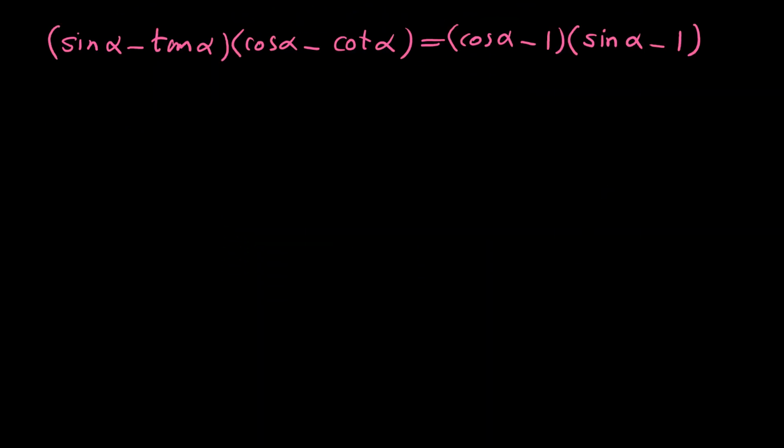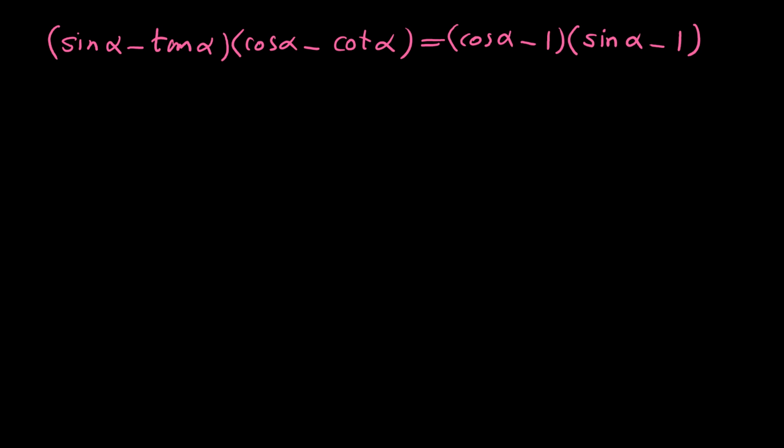Now look at this example. We want to prove that sine alpha minus tangent alpha times cosine alpha minus cotangent alpha is equal to the other side. Both sides of this identity basically are a little complicated. But which side is more complicated? Probably you are thinking the left side. So, because the left side is more complicated, you can start from the left side. But you know that when you want to simplify the left side, you want to get to the other side.